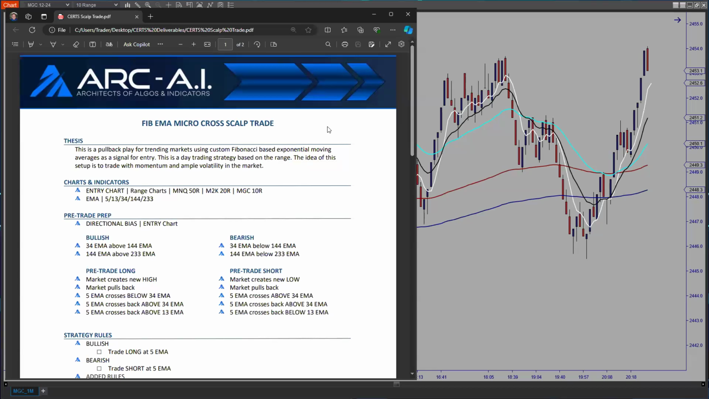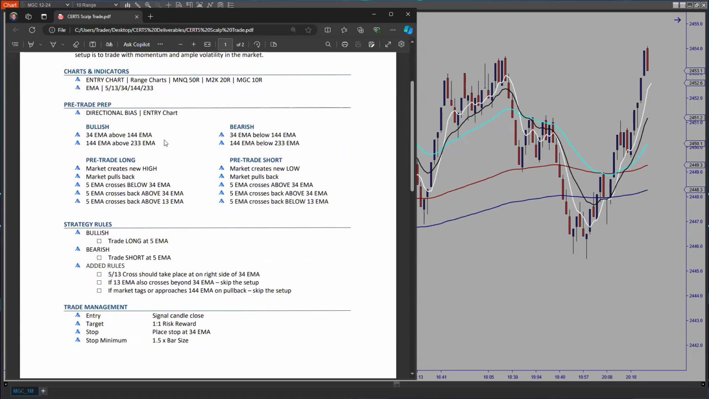All right, so the scalp trade pullback play. Robert. The pullback play for markets using custom Fibonacci. Sound familiar? All right, so this is trading with momentum and volatility in the market. This one's a little different. So 144 above 233, but also 34 above the 144.